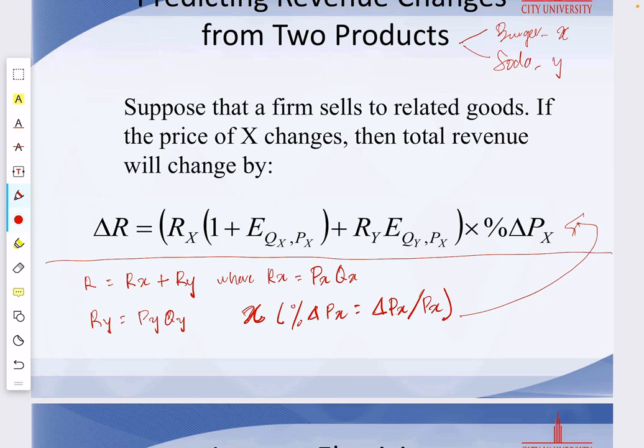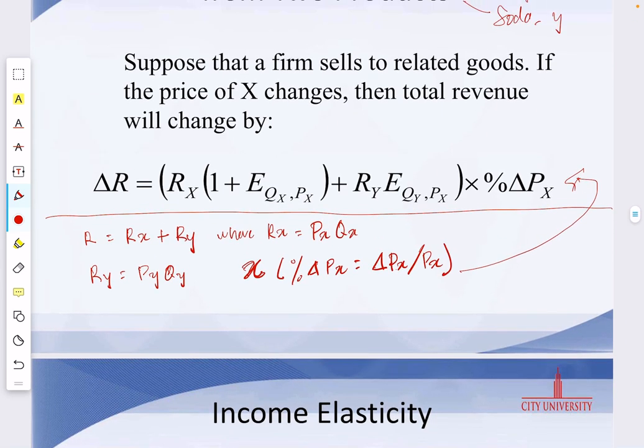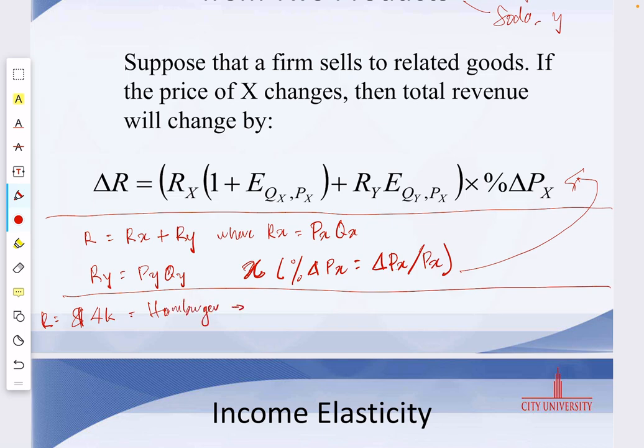To illustrate how to use this formula, suppose a restaurant earns, let's say, $4,000 per week in revenue from hamburger sales, what we call product X. And then let's say revenue per week for soda is 2K, what we call product Y.